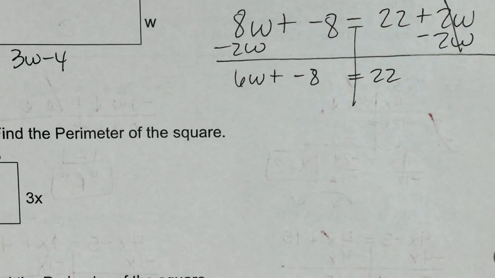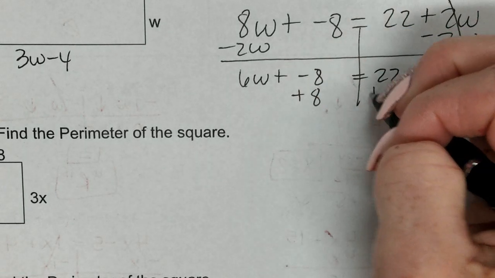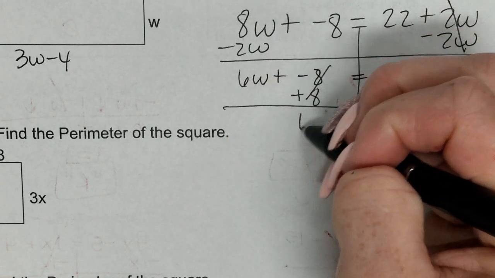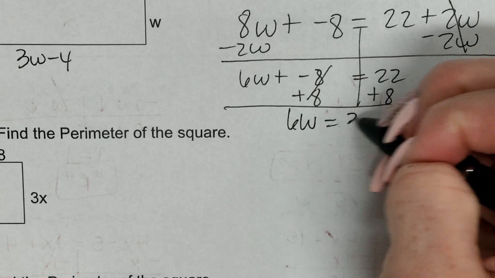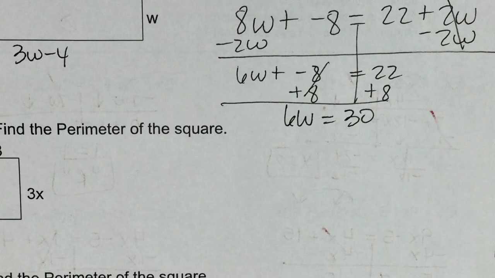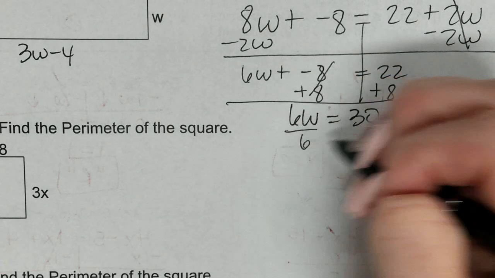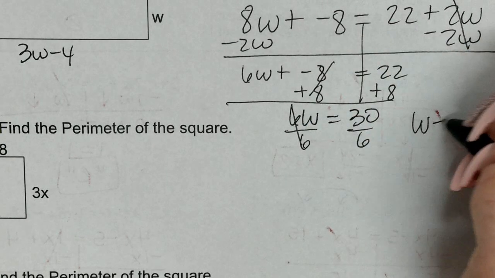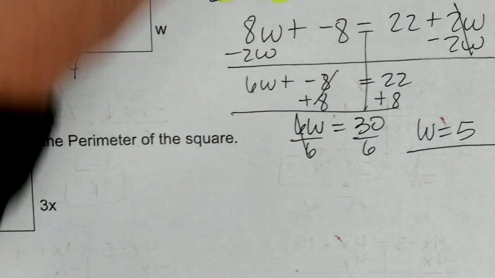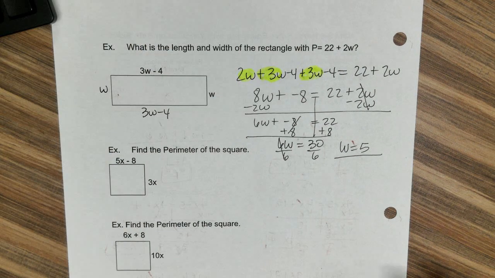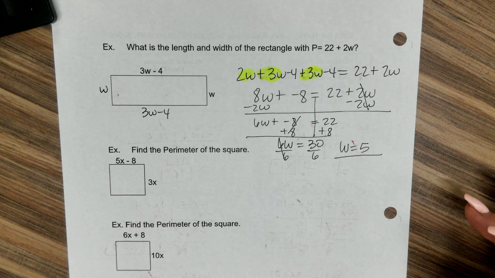How am I going to get rid of the constant of negative 8? Plus 8. So I have 6w equals 30. How do I get rid of the coefficient? Divide by 6. And what is w? Is that my answer? No. What did it ask for? It didn't ask for the perimeter.